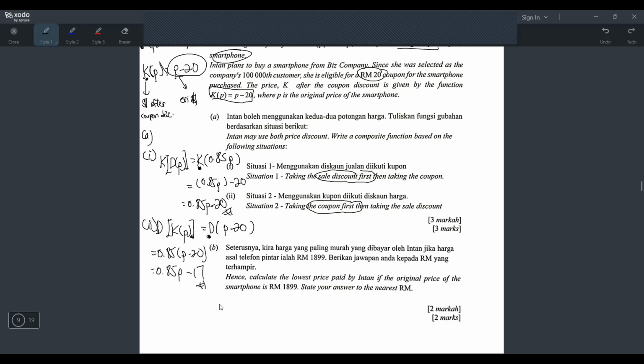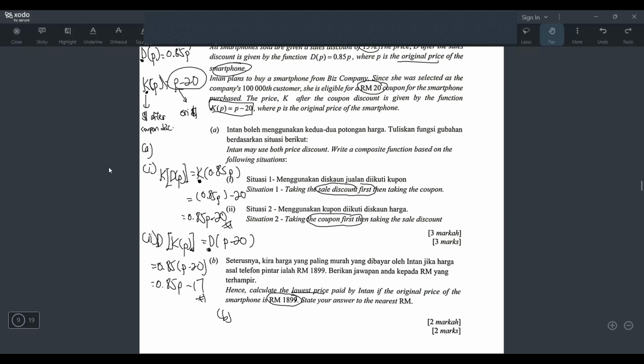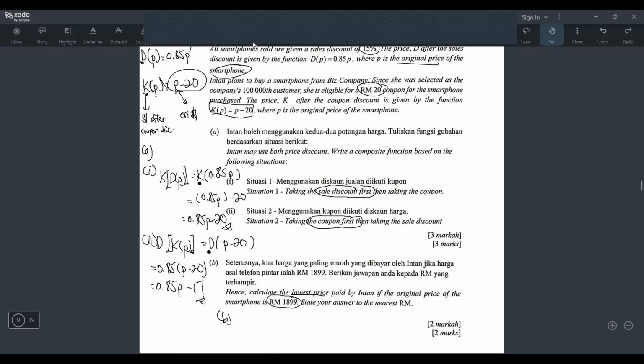Now we can do B down here. So let's read what it says. Hence, calculate the lowest price paid by Intan if the original price is 1899. So this is the original price, which is the P. Because I already labeled here, P represents original price. So now your P is actually the 1899. So your P is 1899.